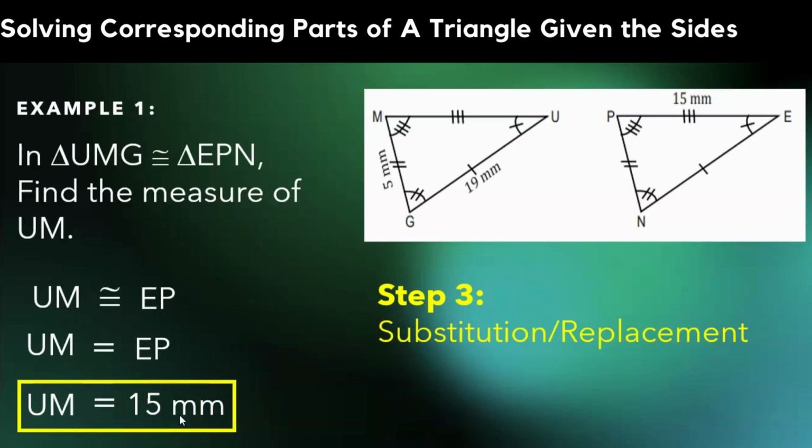Or by inspection, ang UM mo ay congruent kay EP. Since congruent sila, ibig sabihin, ang UM mo ay equal kay EP. Therefore, we can say, kung ano man ang measure ni EP, ay measure din ni UM. Kaya we can say, ang measure ng UM ay 15 mm din. Okay, so by inspection po.